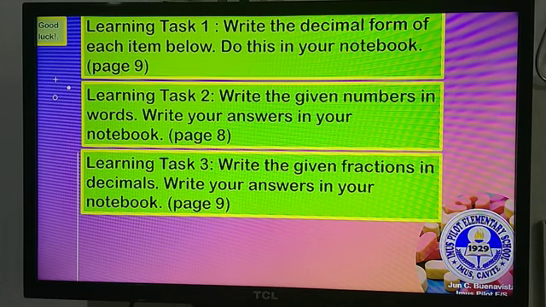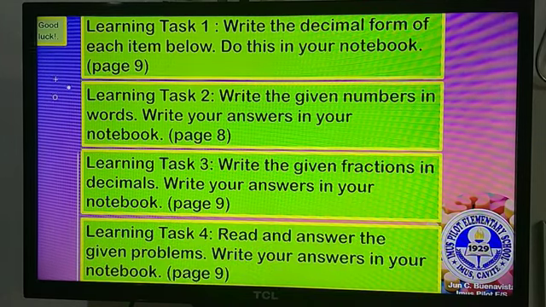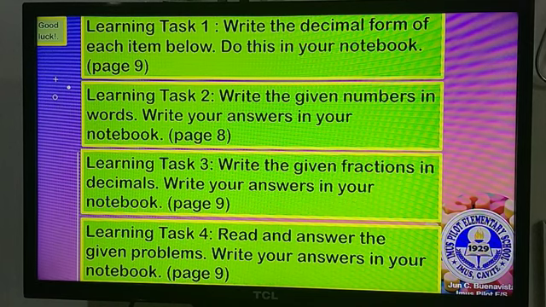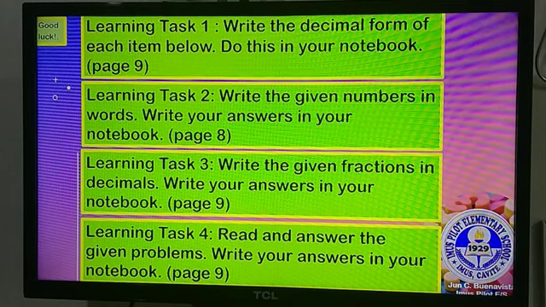Then learning task 3, write the given fractions in decimals. Write your answers in your notebook. So fraction siya, gawin mo siyang decimals. Then learning task 4, read and answer the given problems. Write your answers in your notebook on page 9.